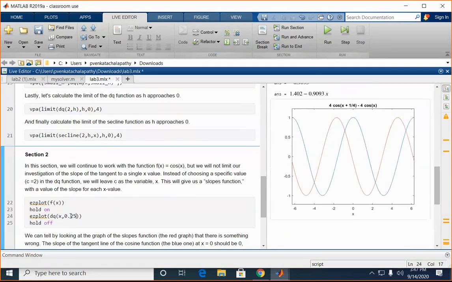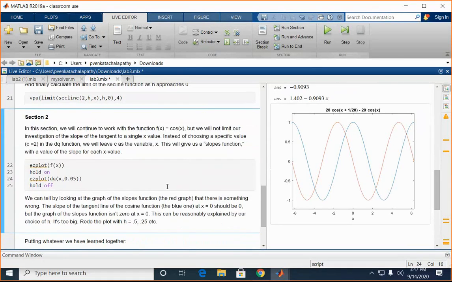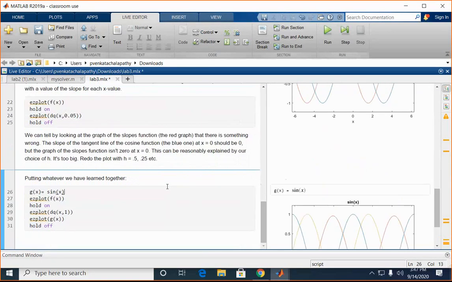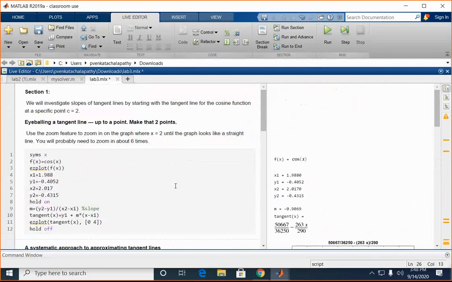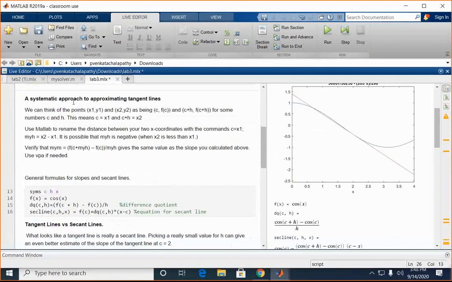It is almost close to 0. So let me give it as 0.05. See? It is approaching 0 when your value of h is very, very small. Got it? So in your assignment, you will be using only this method, a systematic approach to approximating the tangent line.